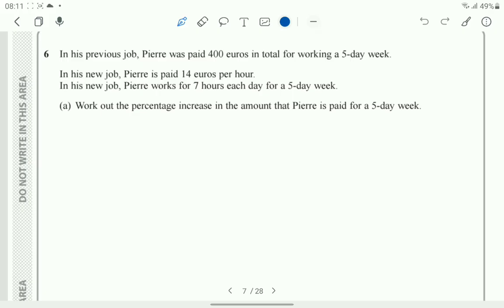So we have question 6. In his previous job, Pierre was paid 400 euros for working a 5-day week. In his new job, Pierre is paid 14 euros per hour. In his new job, Pierre works 7 hours each day for 5 days a week. So work out the percentage increase in the amount that Pierre is paid for a 5-day week.